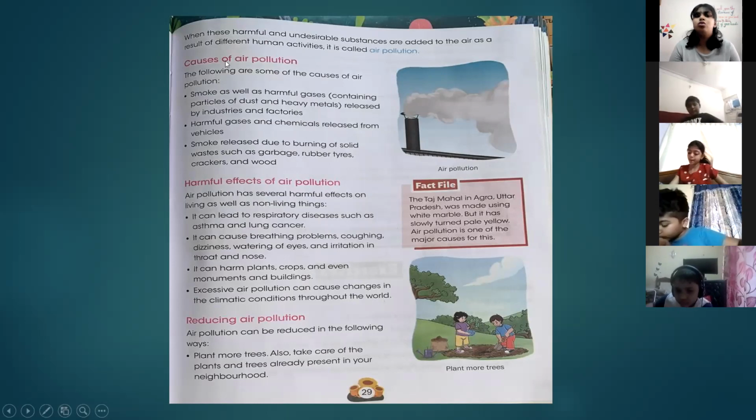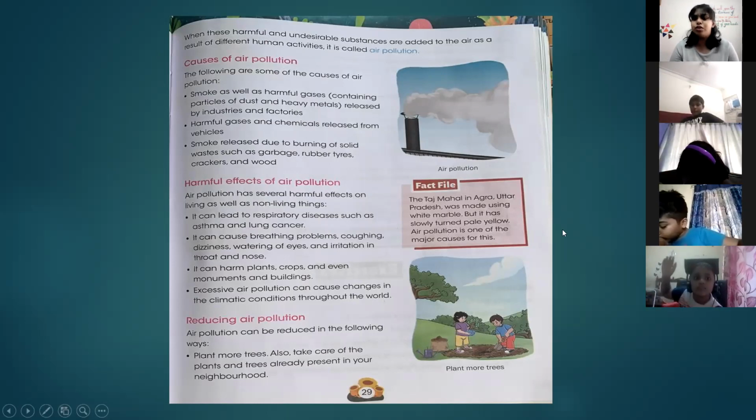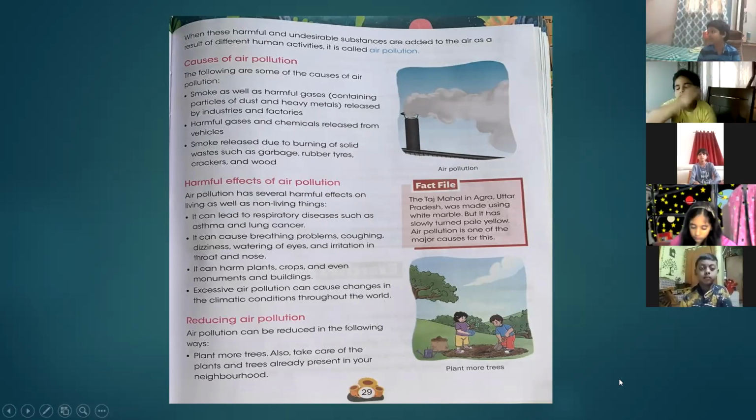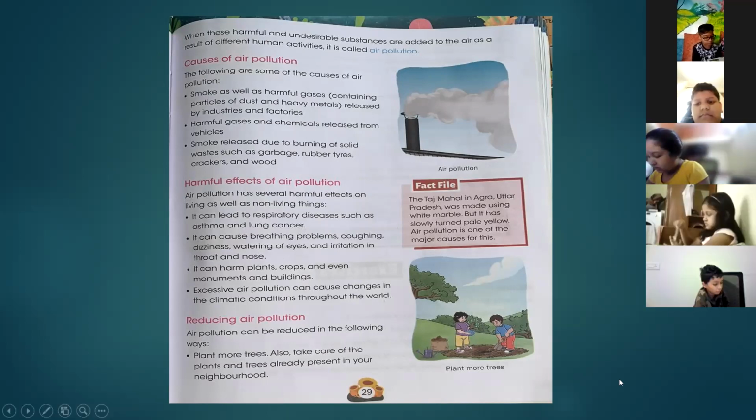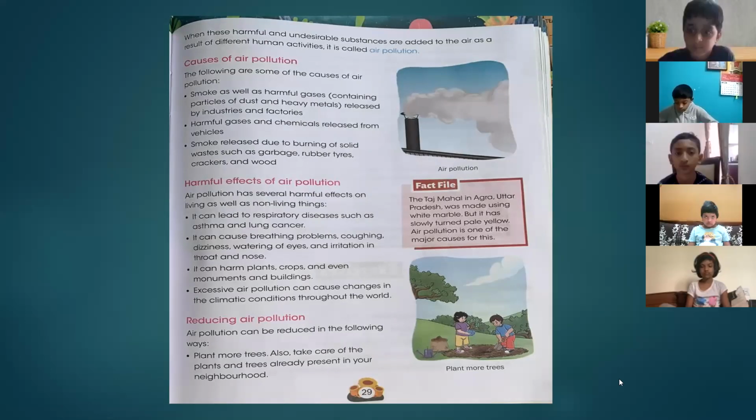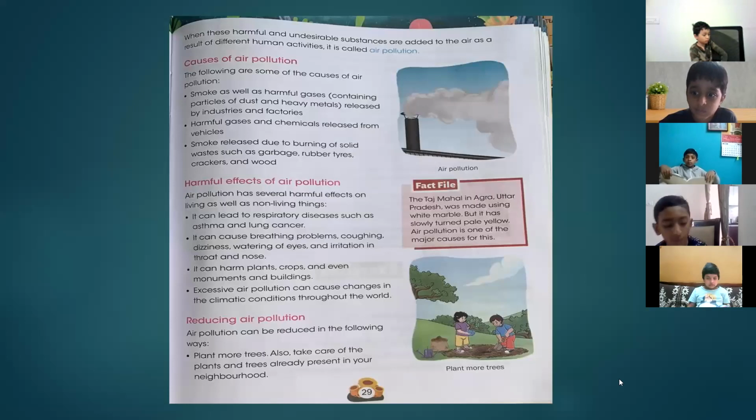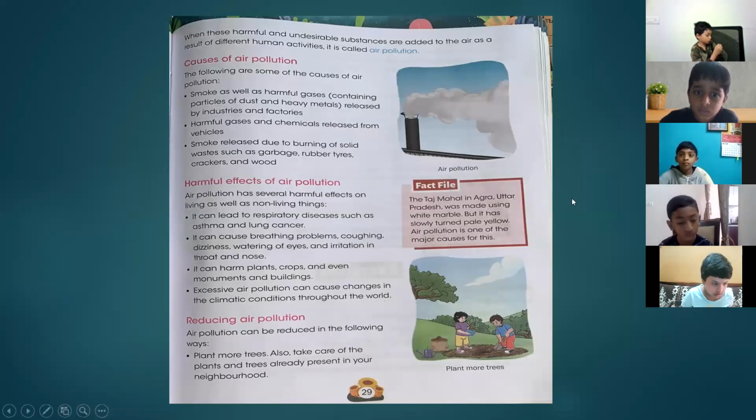I want somebody to read causes of air pollution. Somebody who hasn't got a chance to answer. Okay, Elijah, you can unmute and read. Causes of air pollution.